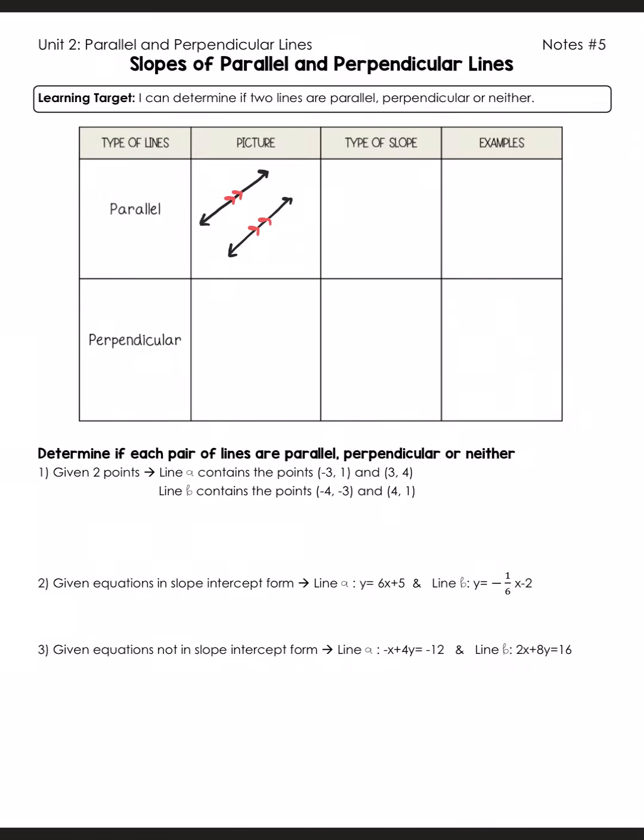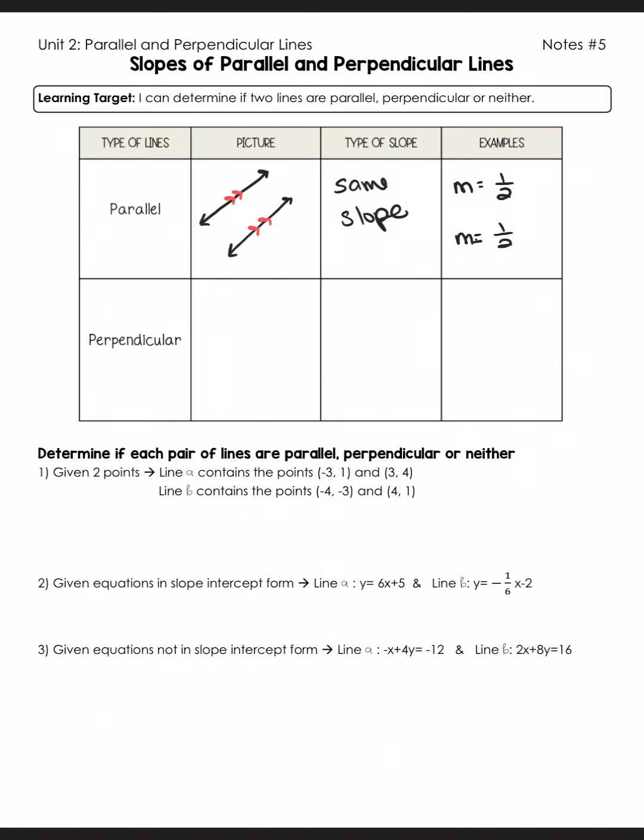When we're looking at graphs of lines, we talk about their slope, we talk about their y-intercepts. The slope for parallel lines is that these lines will have the same slope. So if this line goes up 1 and over 2, then this line also has to go up 1 and over 2. So our slope would be 1/2. When you're looking at the examples, the slopes are going to be exactly the same.